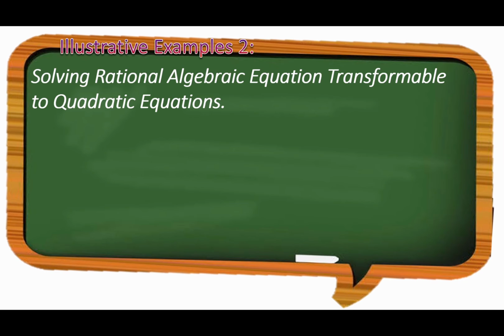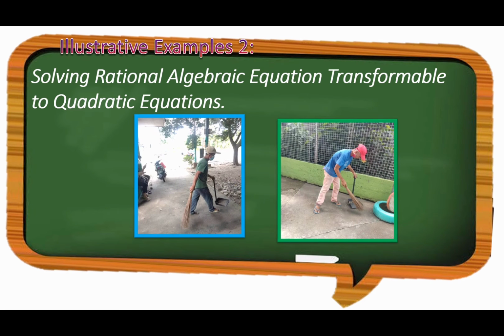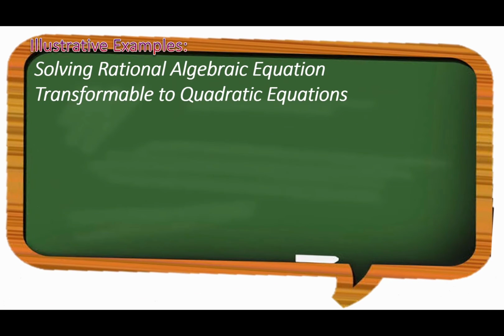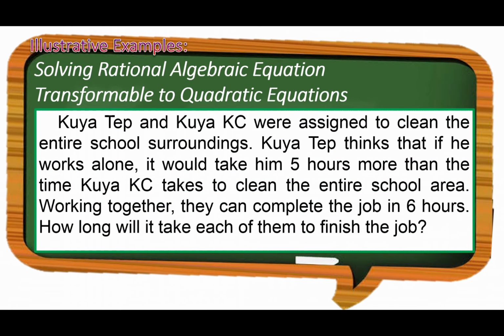Example number 2. Solving rational algebraic equations transformable to quadratic equations. Look at the given pictures. What can you say? Kuya Tep and Kuya Casey were assigned to clean the entire school surroundings. Kuya Tep thinks that if he works alone, it would take him 5 hours more than the time Kuya Casey takes to clean the entire school area. Working together, they can complete the job in 6 hours. How long will it take each of them to finish the job?